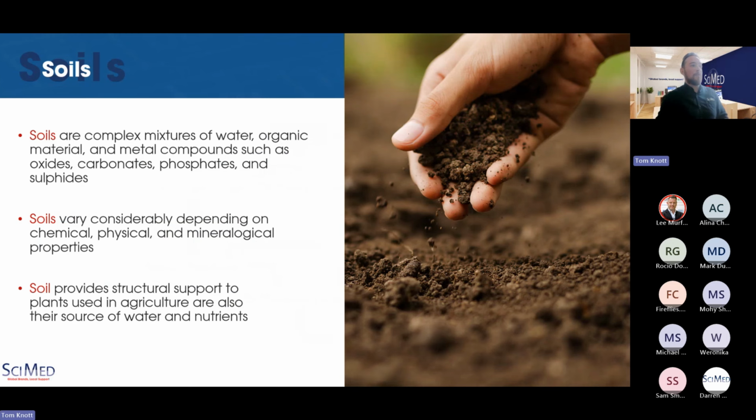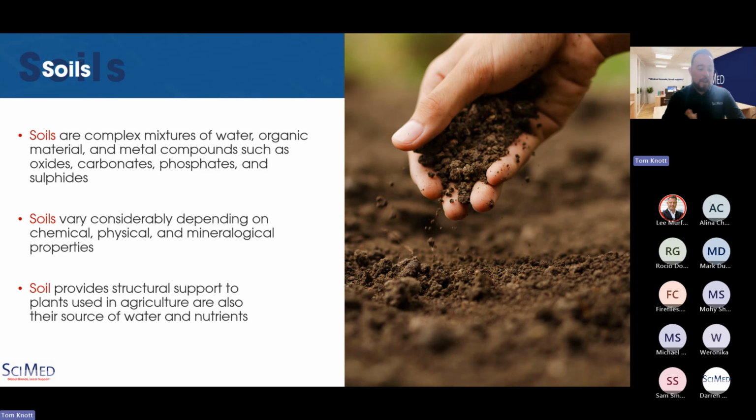So starting first with soils. For those of us that work with soils, I have a geological background myself, so I did quite a lot of soil analysis for structural controls. But even when you're looking at agriculture, the soil is where the story begins. If you don't have the right mixture of nutrients and components for both structural properties and nutritional properties in the soil, then your crops are not going to perform very well.